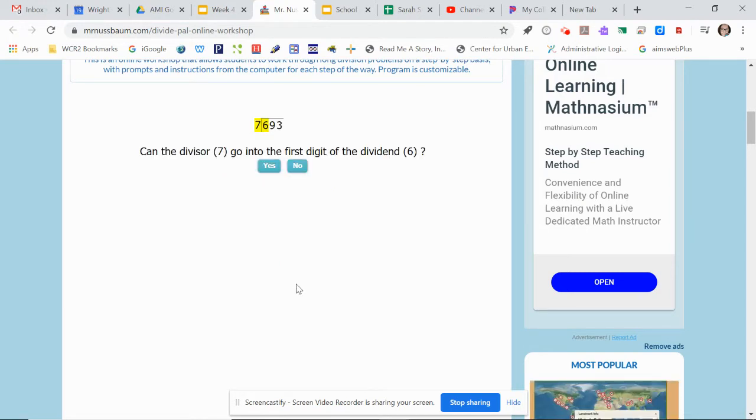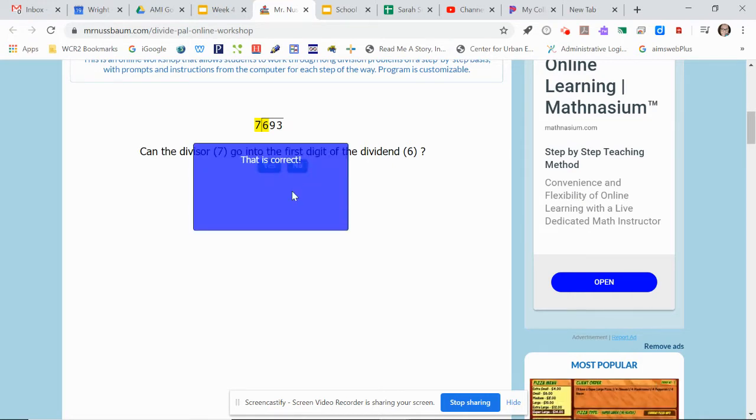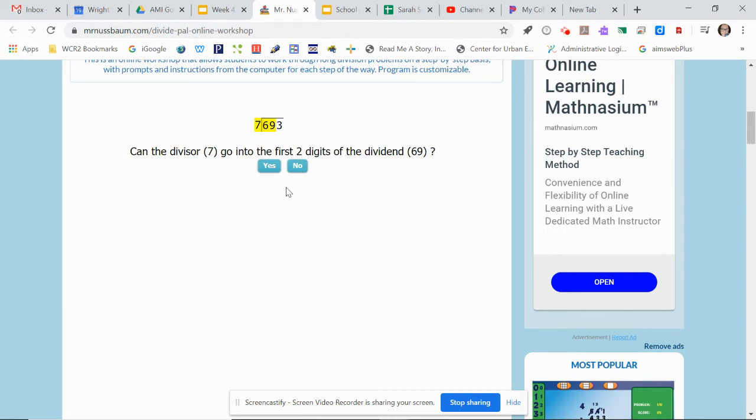This is a beautiful program because it literally walks you through step by step and highlights. You have to do every step. Like, can the divisor 7 go into the first digit? So can 7 go into 6? We all know no, because 7 is bigger than 6. So I'm going to say no. It's going to tell you that is correct. Then you're going to go to the next question.